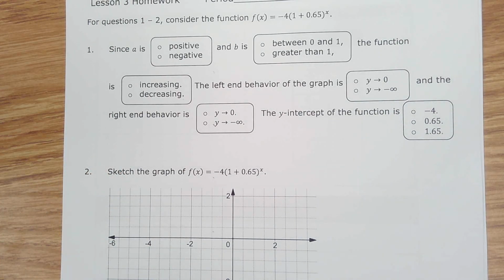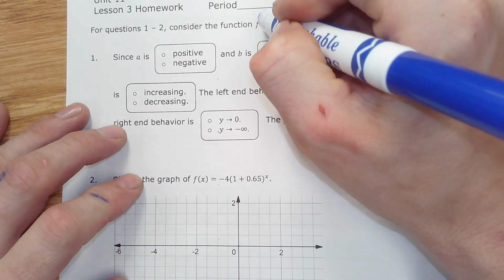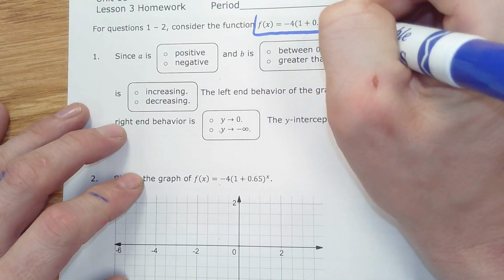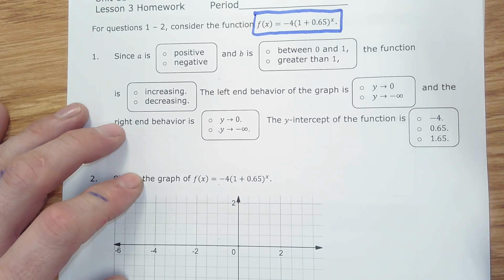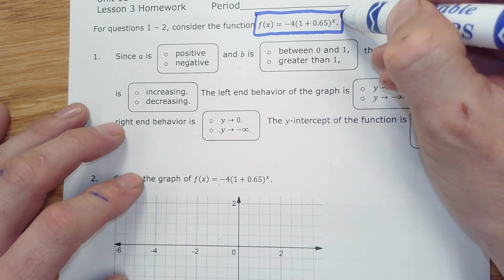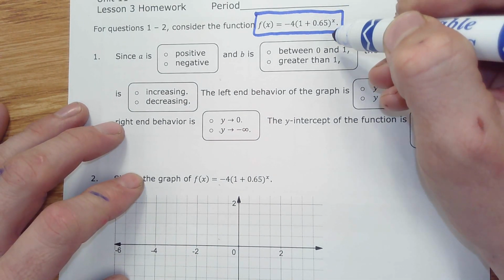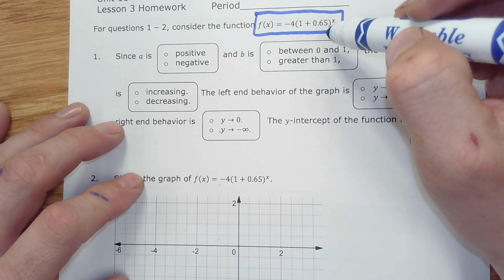All right, so let's graph some functions given the equation. And it gives us this function. This is an exponential equation because the x is the variable and it's also the exponent. Okay, and let's look at what we've got going on.